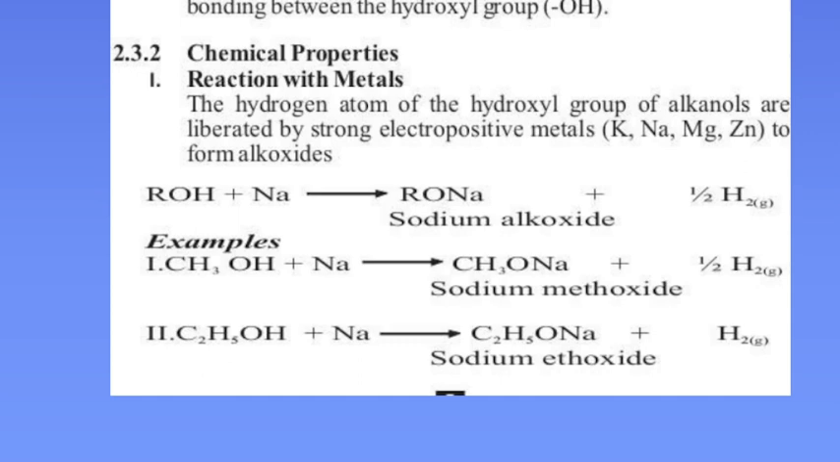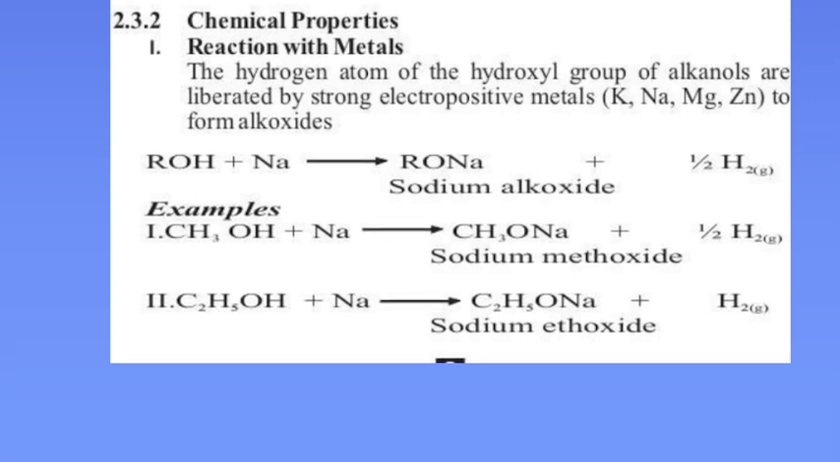What then are the chemical properties of an alkanol? The first chemical property is that hydrogen atoms of the hydroxyl group of alkanols are liberated by strong electropositive metals. Which means alkanols are more like acids. This OH here is not hydroxide. It is not ionizable. The only thing that can actually leave this OH is hydrogen, which means that alkanols are more acidic because they can donate hydrogen. However, it's important to note that this is a characteristic reaction of alkanols. They have the ability to react with highly electropositive metals to liberate hydrogen gas.